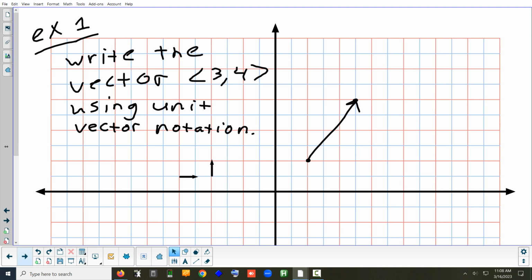Now to figure out how to build it, I'm going to stack i's and j's together until I end up starting at my initial and get to my terminal. How many i's would I need to start moving in the direction towards my terminal point? 3. So I'm going to make 3 copies.